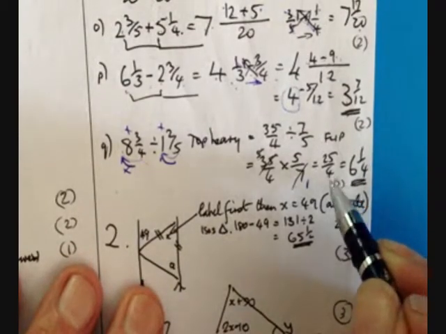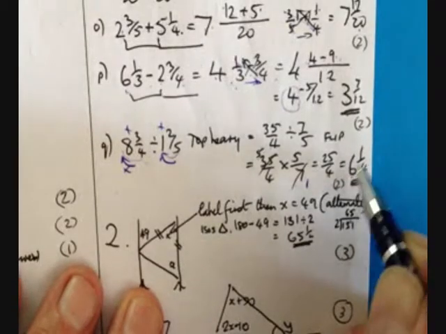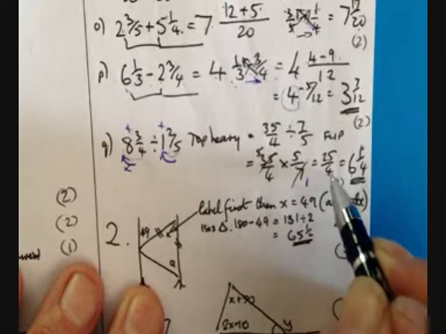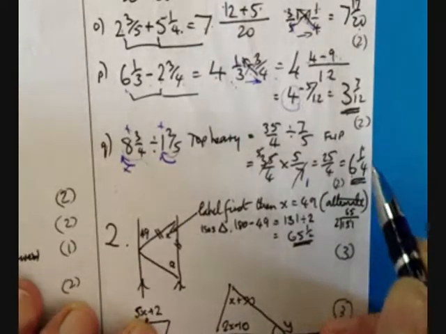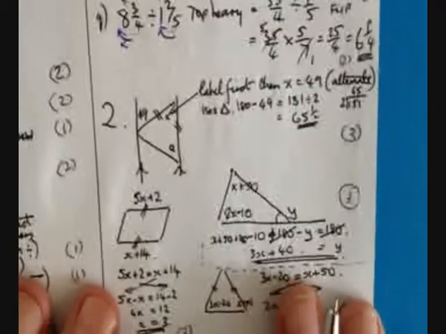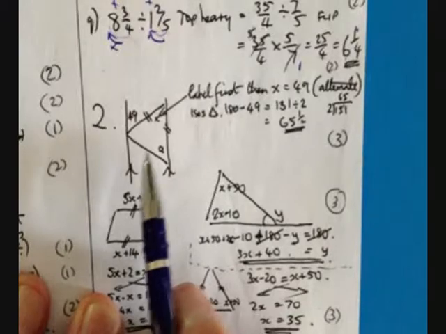Because, how many 4s in 25? Answer 6 whole ones, and remainder 1. 1 what? 1 big pizza. This pizza is quarters. 6 1/4. There's your fraction stuff.